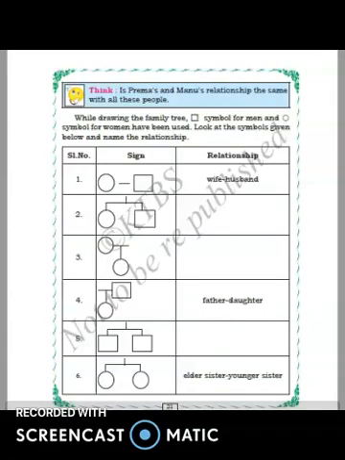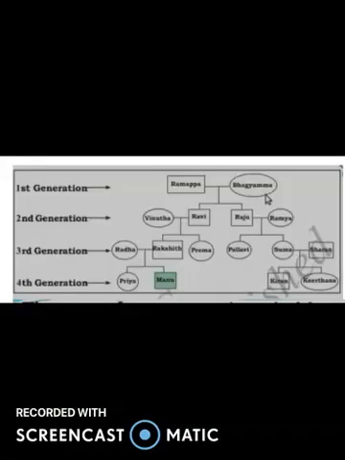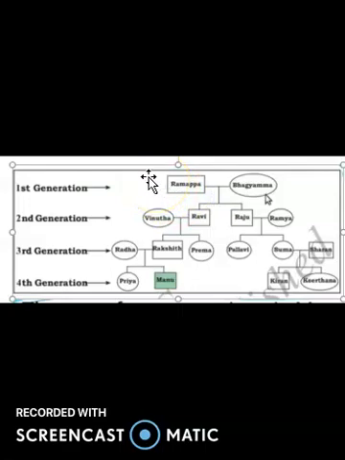So much you have understood in your textbook, isn't it? Now look at your page number 20. Okay, this is a family tree of Ramappa and Bhagyama. They are called the first generation. Now, this whole picture shows their children, their grandchildren, and their great grandchildren. Now the second generation shows their children.